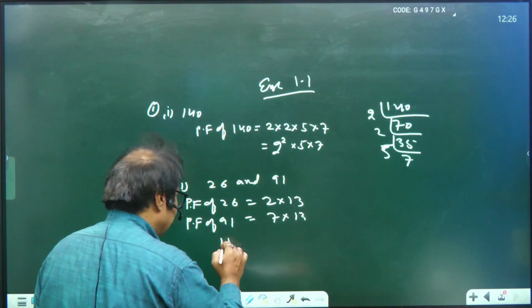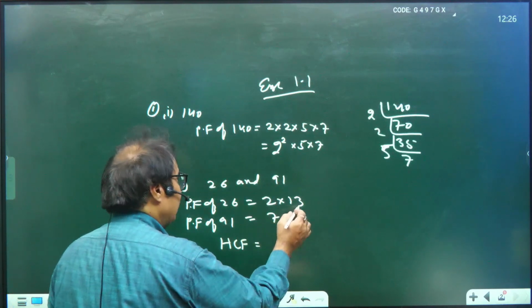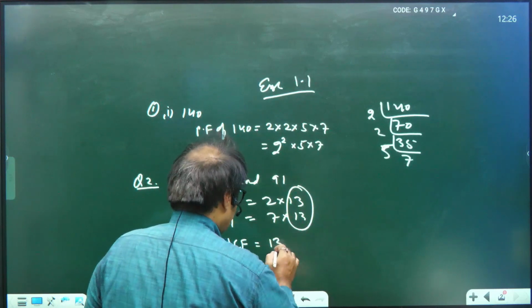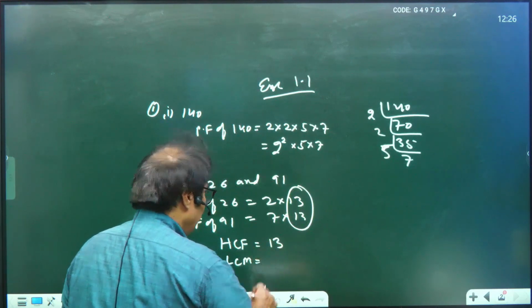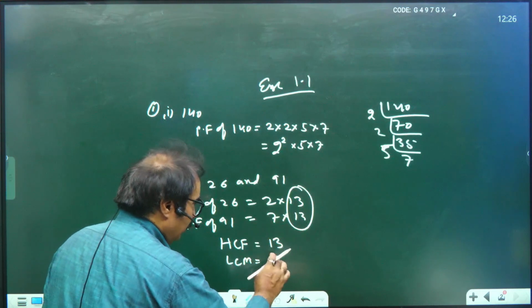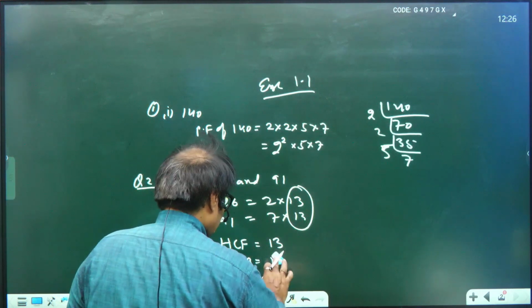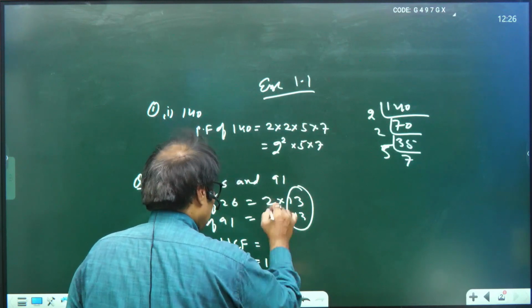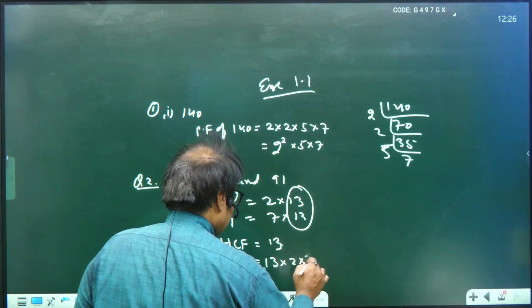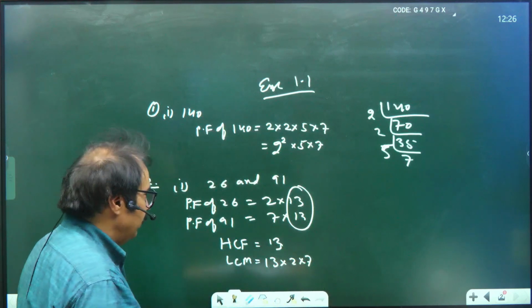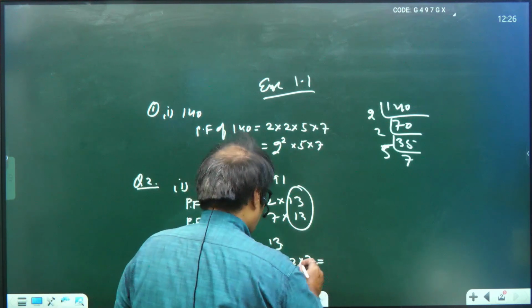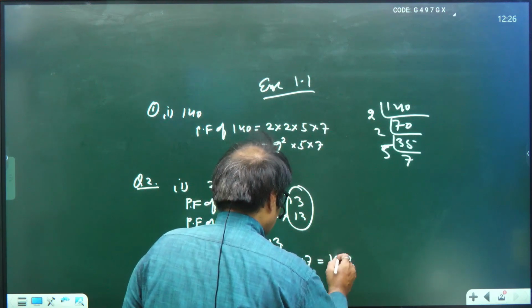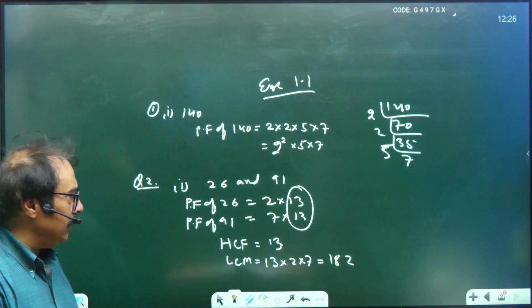So first find the HCF. This 13 is common in both terms, so the HCF is 13. And now what about the LCM? Whatever the HCF comes, write it down. If the HCF is 13, write 13, and then the left out numbers, that is 2 and 7. The product is 7 twos are 14, and then 14 threes are 42, carry 4, and 14 ones are 14 and 4, 18. So 182, this is the LCM.